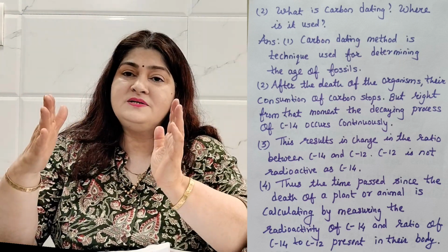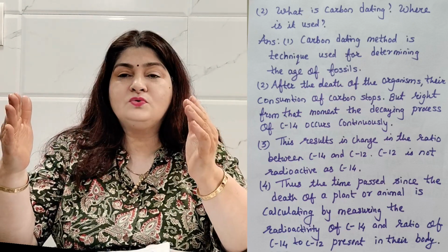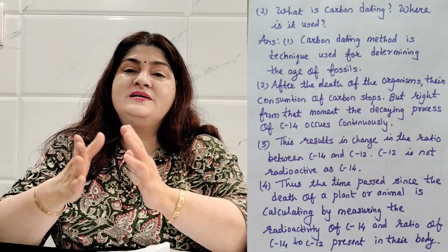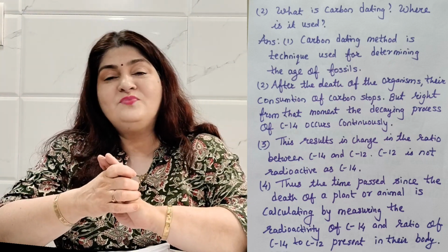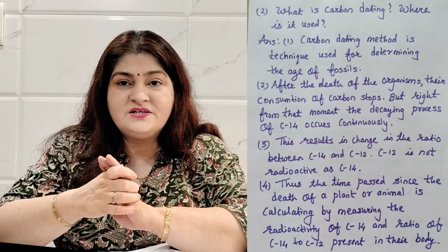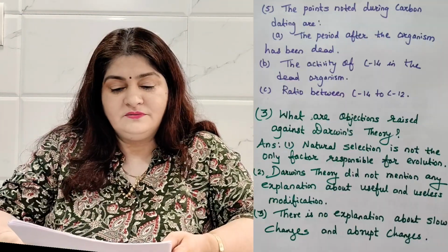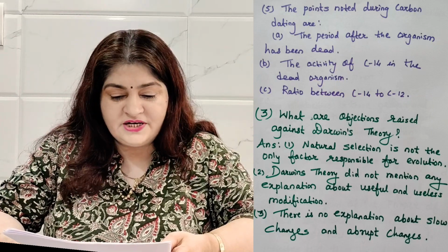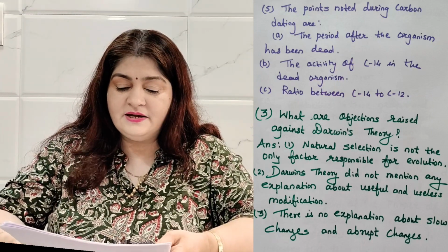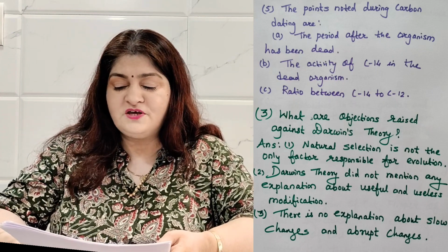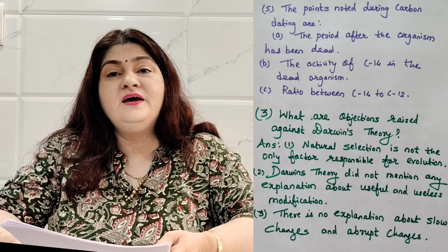So as time passes ये C12 and C14 का ratio में distance increase होता है and that gives us the exact idea of how old that fossil is, and this method is called carbon dating, which is used to determine the age of fossil. Fifth one, the points noted during carbon dating are the period after the organism has died, second the radioactivity of C14 in the intact organism, and the ratio between C14 to C12.